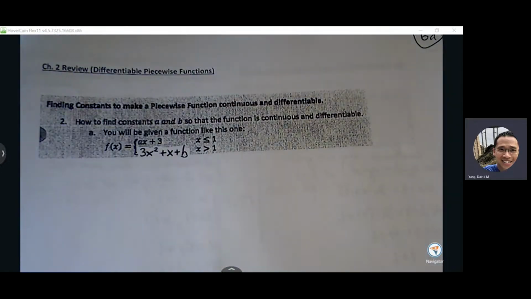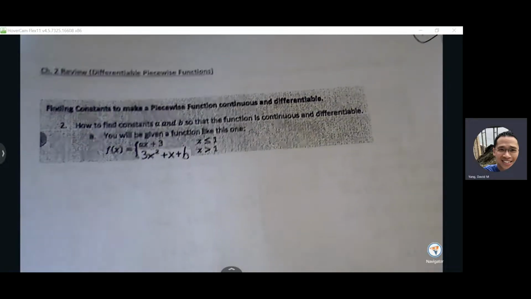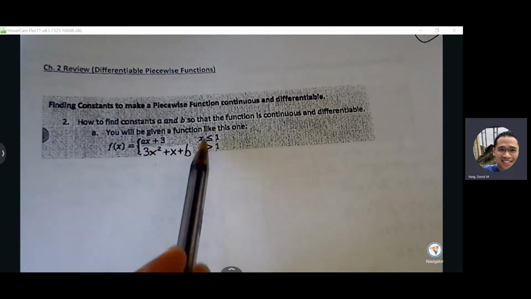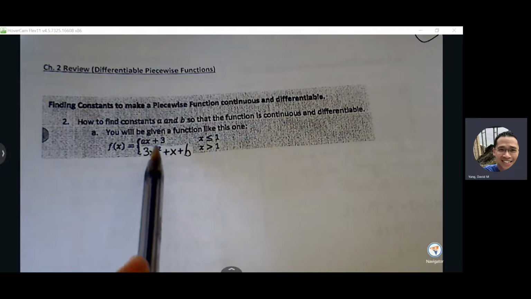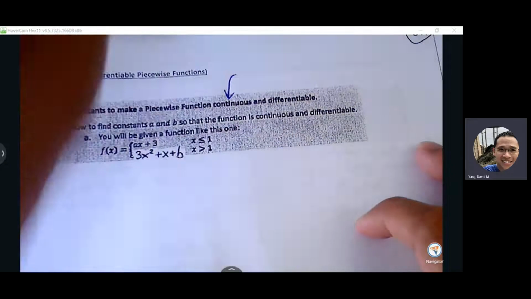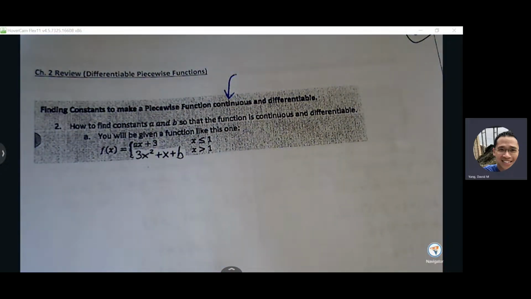So let's talk a little bit about what those words mean. Continuous, well, first up is that we see two piecewise functions, and they may or may not connect at 1, depending on what happens with A or B. So continuous means I want these two graphs to be connected.